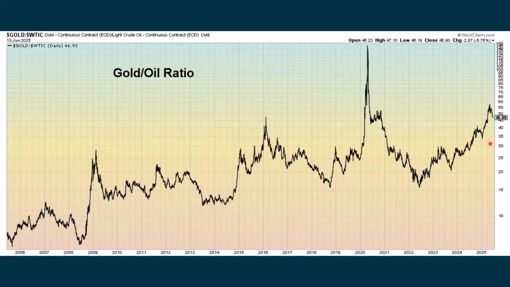Then a gold to oil ratio, where this is going down because oil really shot up more than gold did. So we're coming down a little bit here, but overall, gold has been outperforming oil.